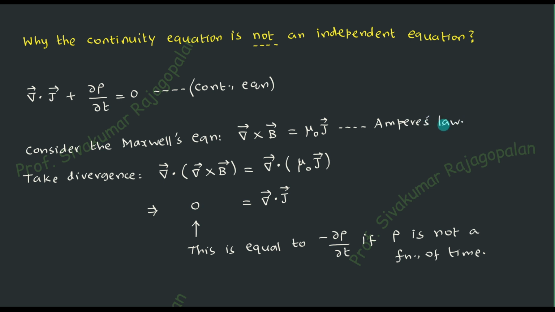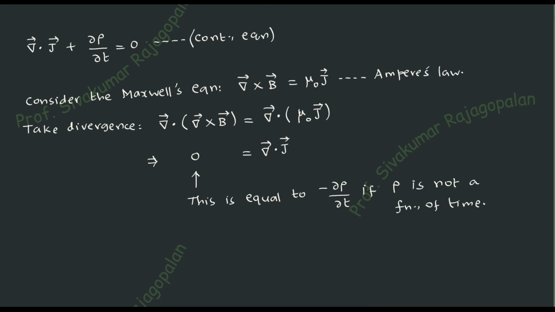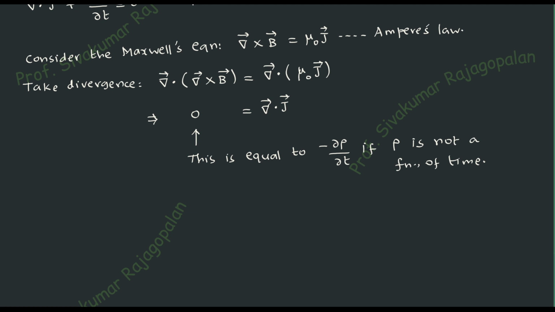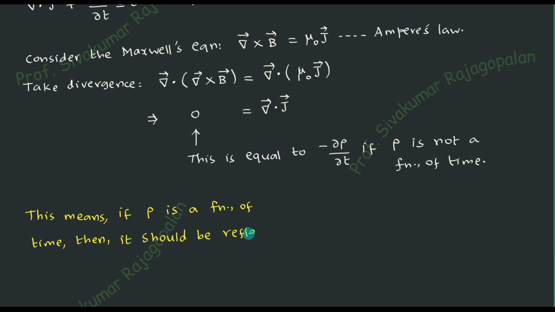All these things we have explained for the static case. So in case you want to move to the dynamic case, then there is a point to be noted. I will write down that if rho is a function of time, then it should be reflected in Ampere's law, isn't it? So are you able to understand this? It should be reflected in Ampere's law.